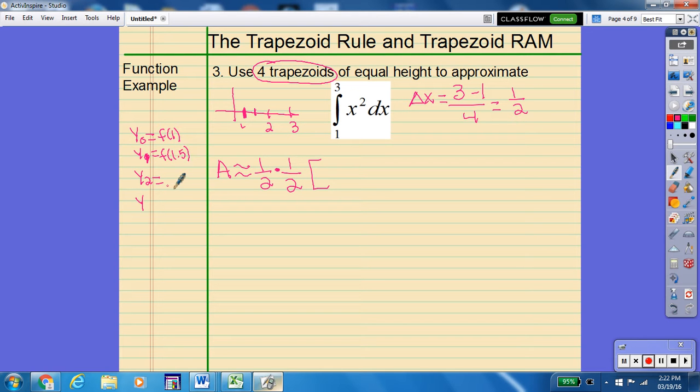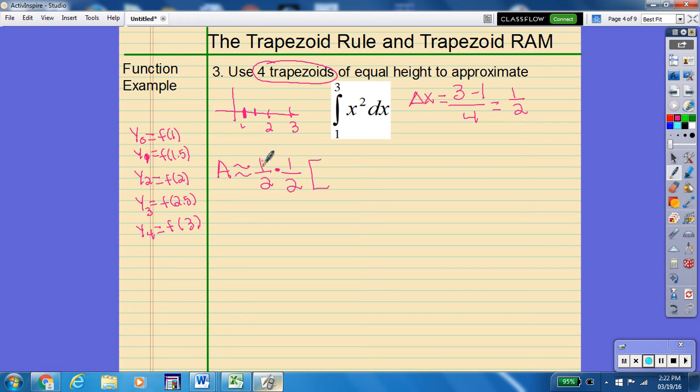Y sub 2 then is going to be given by f of 2. And y sub 3 will be given by f of 2.5. Y sub 4 would be given by f of 3. Okay, so again, we're increasing our x's by a half because that's our delta x. And then the y values come from the actual function, okay? And the function's pretty basic, x squared.